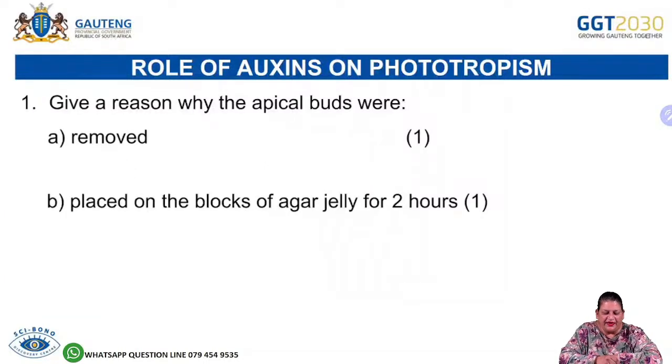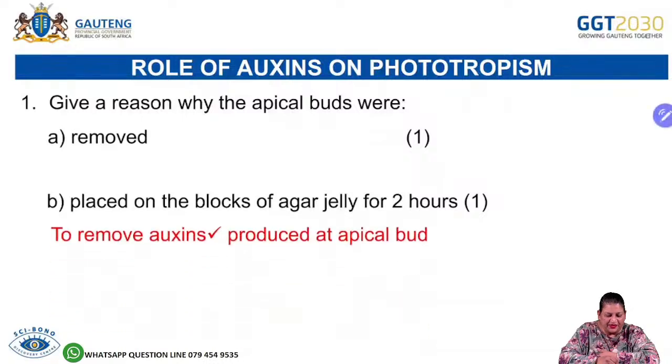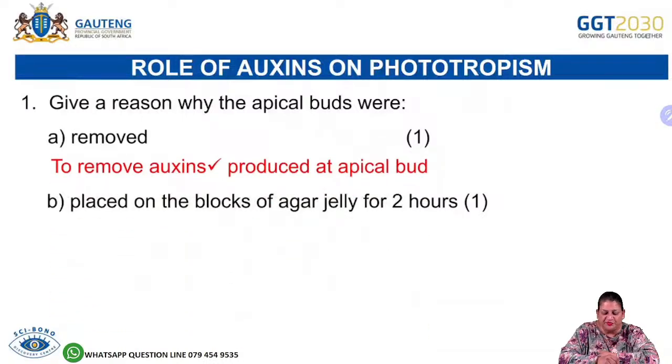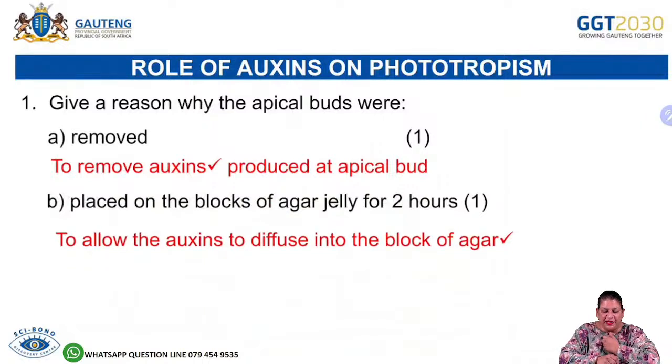Give a reason why the apical buds were removed. We're removing them because we want to remove the auxins, because auxins cause what? Apical growth. You see? To remove the auxins produced at the apical buds. Why were the cut tips placed on the block of jelly? To allow the auxins to diffuse into the block of jelly. We wanted not the stem tip, but just the auxins to move down.